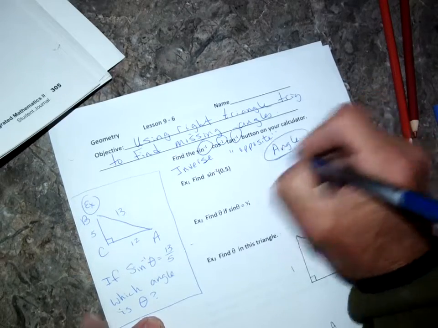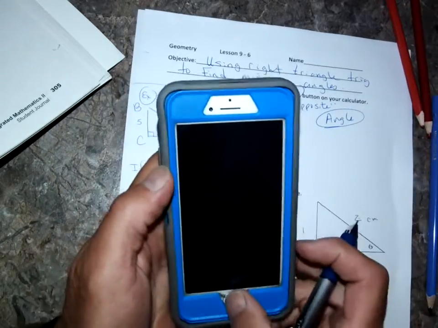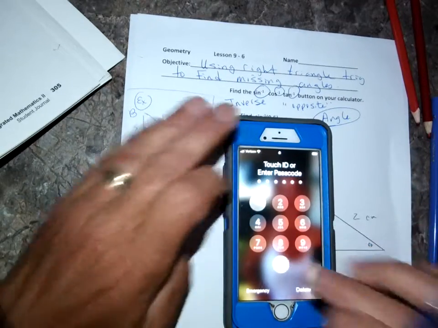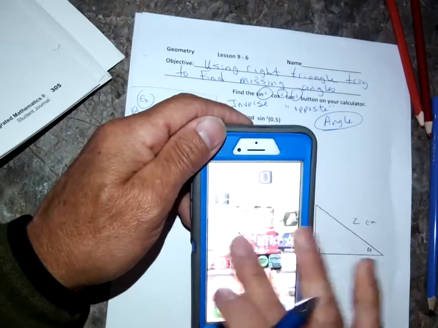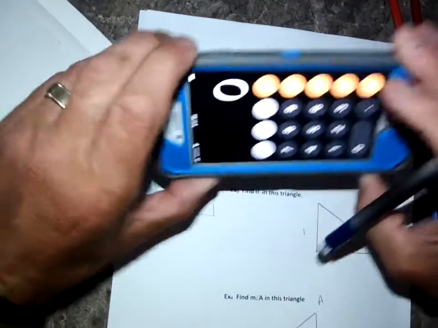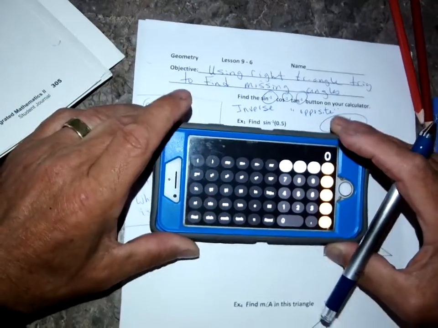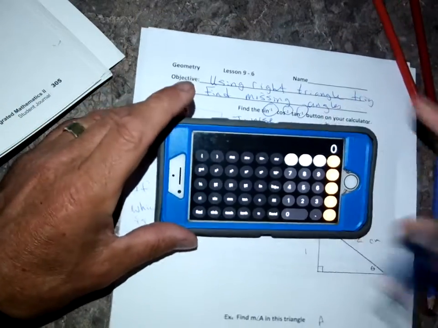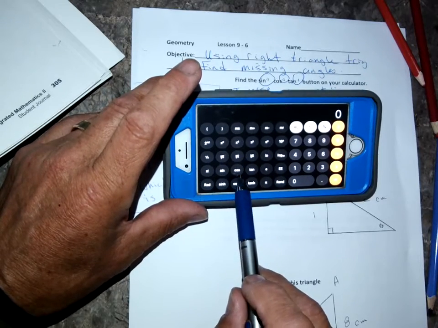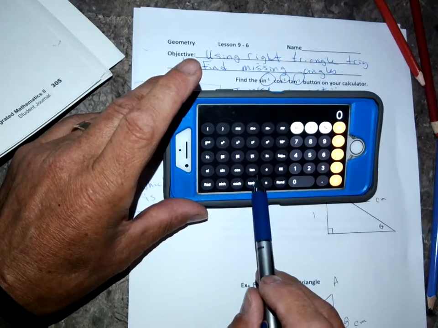Now, if you don't have a fancy calculator, your phone will do it, okay? But let me take a look. Phone wasn't working too well the other day, but I'll show you on the phone. I think it's working today, okay? So if I go to my calculator, and I got to turn it, okay? Come on, turn for me. There we go, okay? So if I look at my phone, I turn it sideways, I've got the sine, cosine, tangent here, but you've got to use the second.